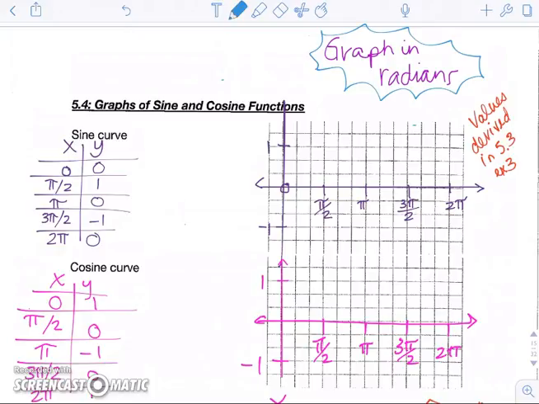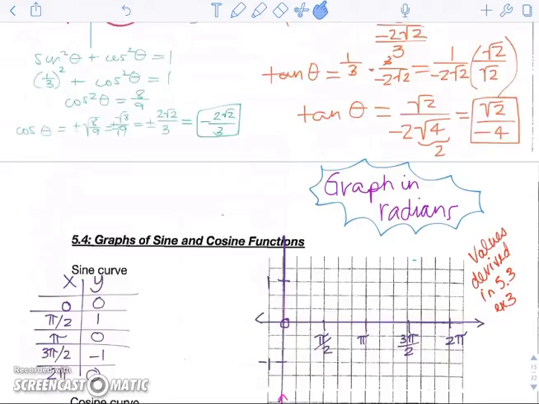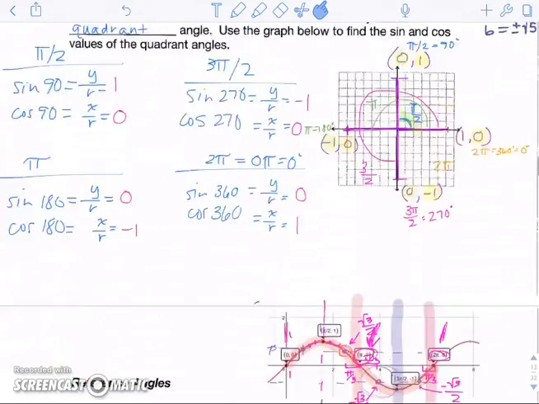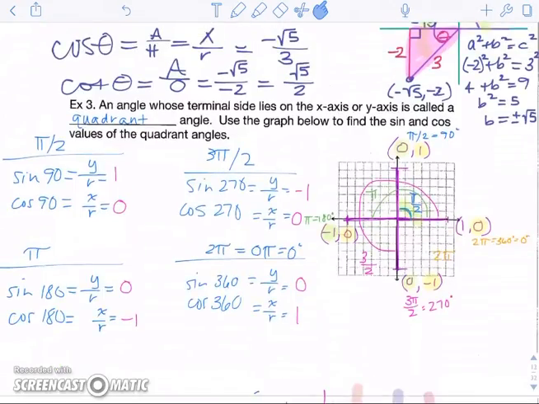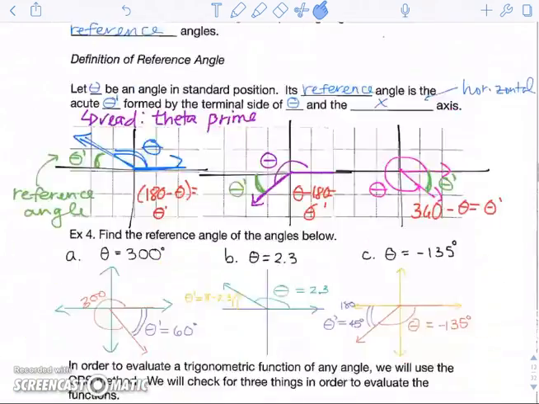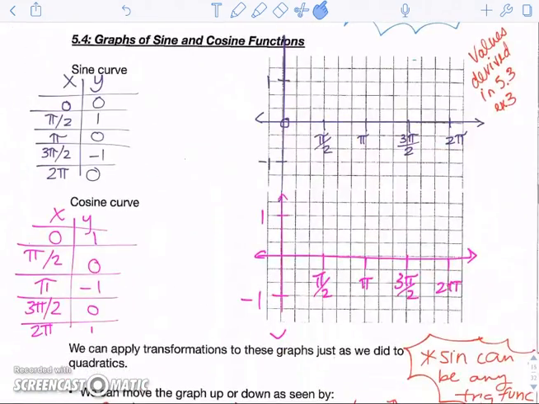These values for the sine and cosine curve are derived in 5.3, example number 3. If you look back at 5.3, example number 3, we looked at our quadrant angles, and those were nice, neat values. This is going to be way easier to graph, 1, 0, negative 1, than it is to graph radical 2 over 2 or radical 3 over 2. So we're going to look back here and just sketch our nice sine curve.